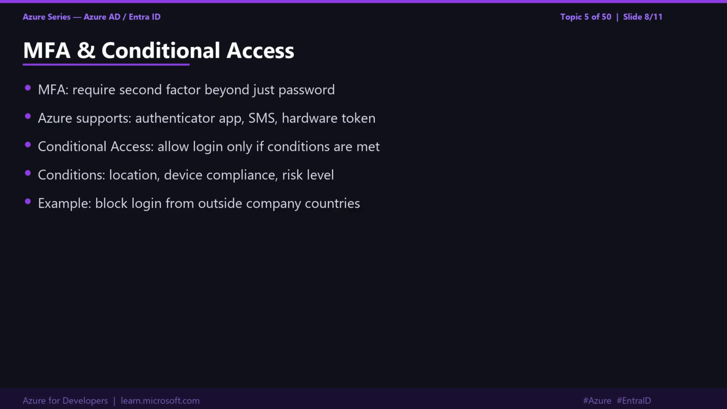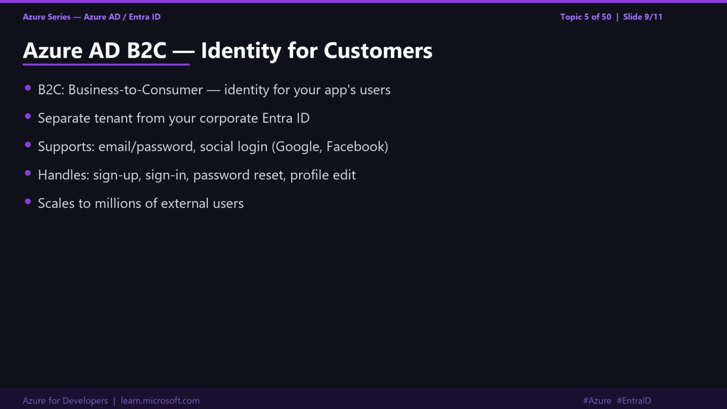A practical example, you create a conditional access policy that says if a user tries to log into the Azure portal from outside the United States, require MFA and block access from anonymous IP addresses. This adds a meaningful layer of protection without interfering with legitimate users doing their normal work from expected locations.